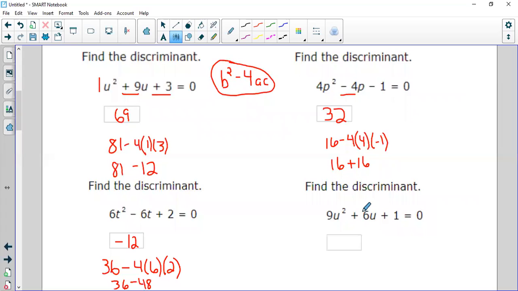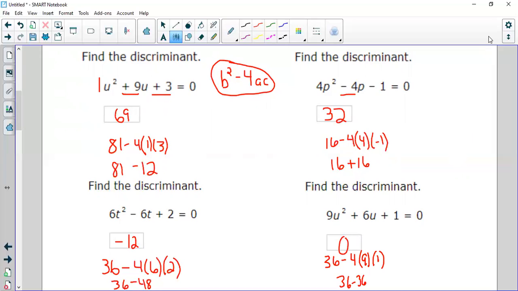And last but not least, b squared is 36 minus 4 times a, which is 9, times c, which is 1. Well, 4 times 9 times 1 is 36. So it's 36 minus 36. So my discriminant value for this equation is 0. These are not the solutions. These are just values that are going to tell us how many solutions we have. Notice that these two are positive, this one's negative, and this one's 0.